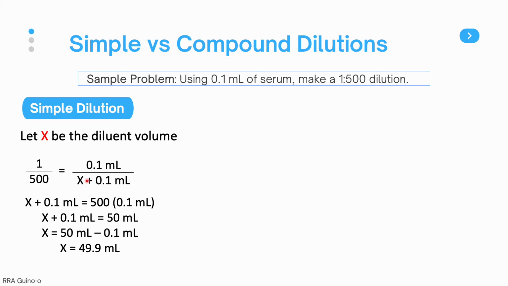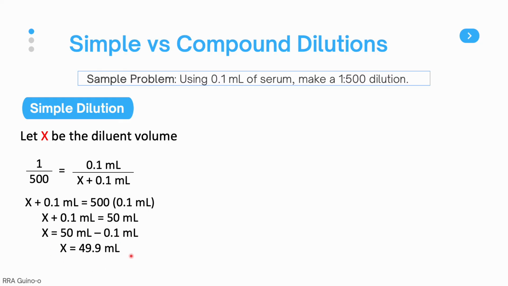1:500 is equal to 0.1 over X plus 0.1. Again, the 0.1 here is your sample volume. So we cross multiply and we transpose and we get this value. So X, or our diluent volume, is equal to 49.9 milliliters.